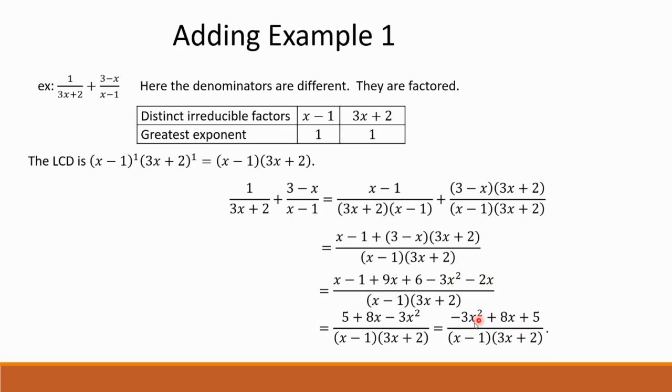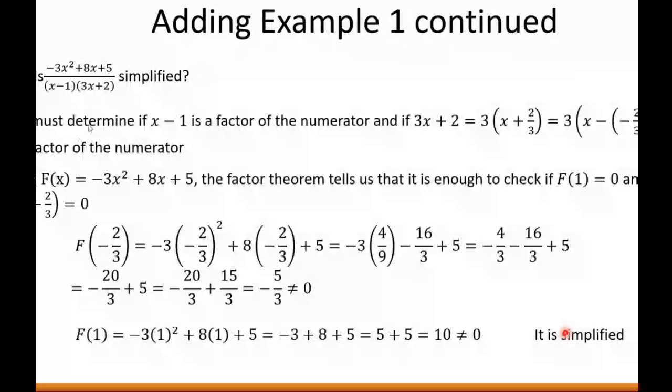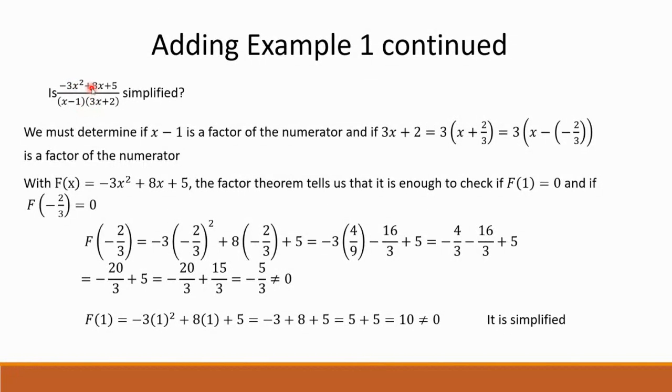Now we could try factoring the numerator, but we really don't have to. And why don't we have to? Well, it's really enough to determine if x minus 1 and 3x plus 2 are factors of the numerator. So we could factor, but by the factor theorem, we don't have to. If I let capital F of x be the numerator, it's enough to evaluate F of x, the numerator that is, at 1 and at negative 2 over 3.